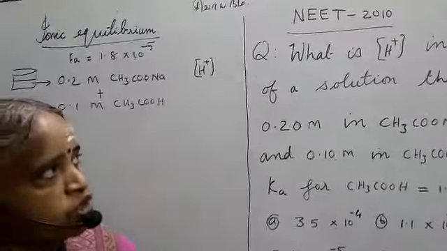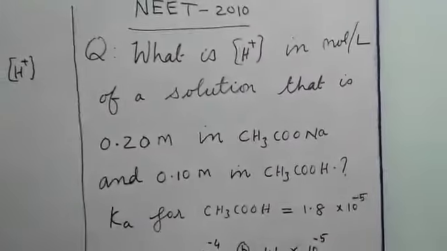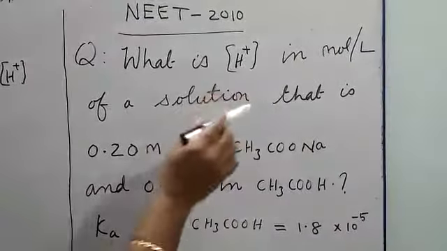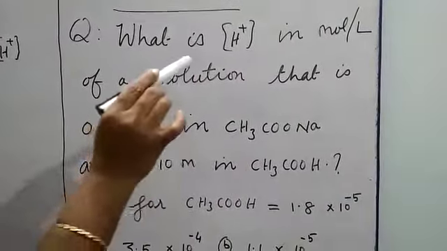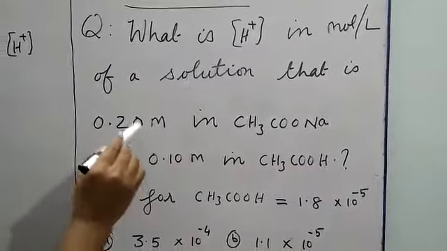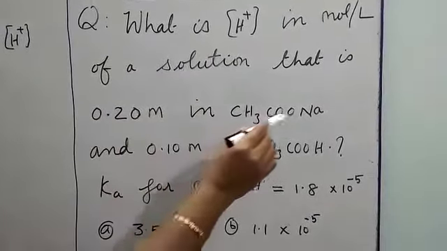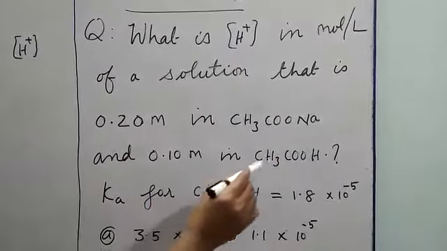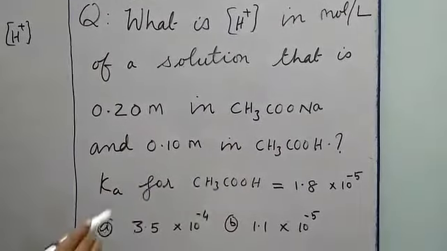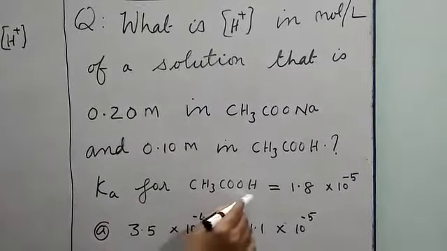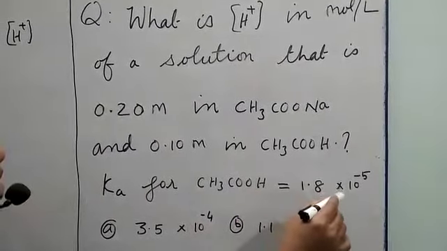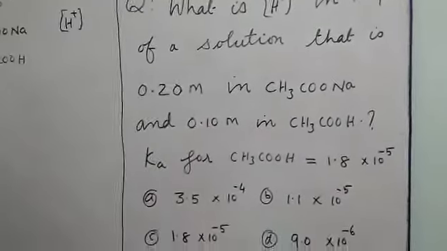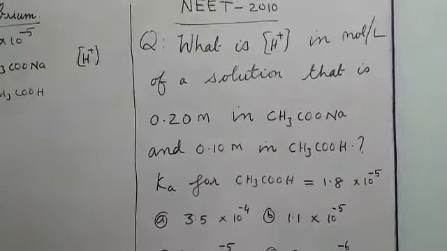Now coming to the question. What is the hydrogen ion concentration in moles per liter of a solution that is 0.20 molarity in sodium acetate and 0.1 molarity in acetic acid? Ka for acetic acid is 1.8 into 10 power minus 5. You are provided with the options. Now let us see the question.